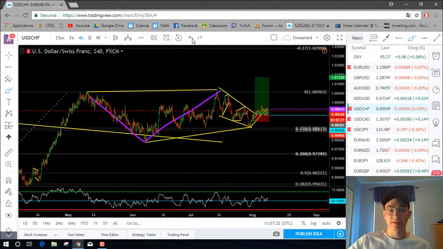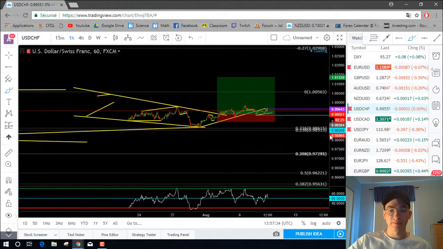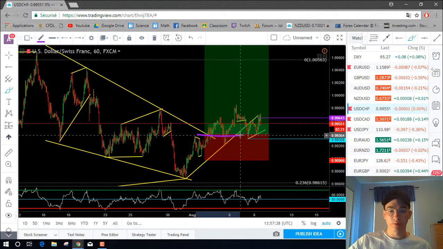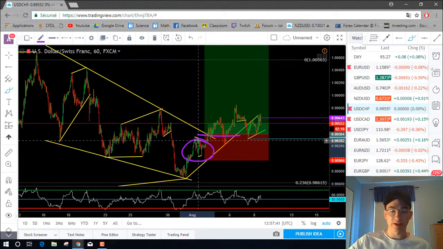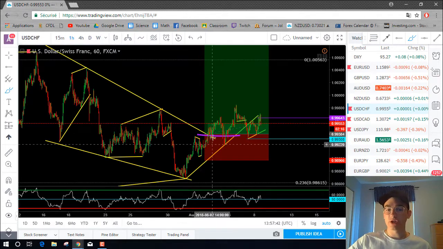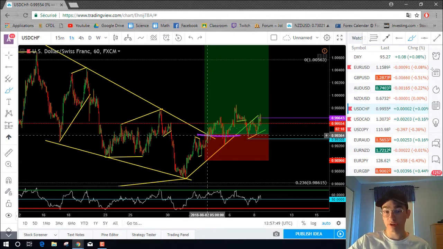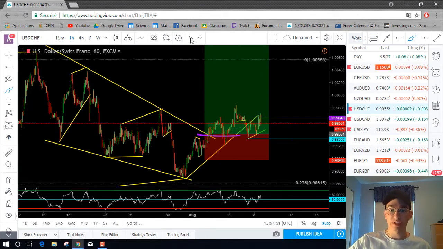So with that forecast in mind, I went on the 1 hour, and I took the trade when we broke out of this pattern right here. The trade was actually taken at the end of last week, on the 2nd of August, and today we are the 8th of August, and I just closed the trade this morning, like I said.